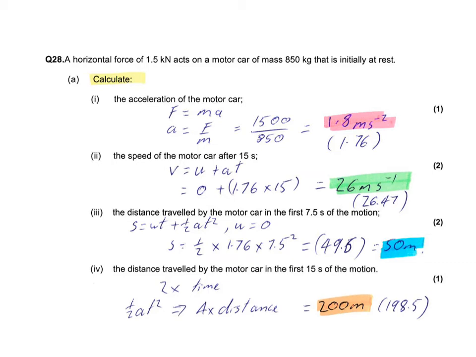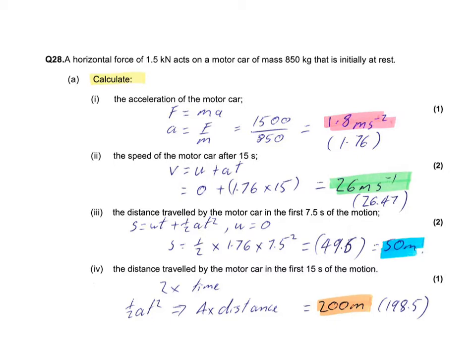Speed of the motor car after 15 seconds. It's a SUVAT situation. I know U, I want to know V, I know A, I know T. V equals U plus AT. Naught for U gets me up to that 26 meters per second. Again, I kept the full value in the calculator.